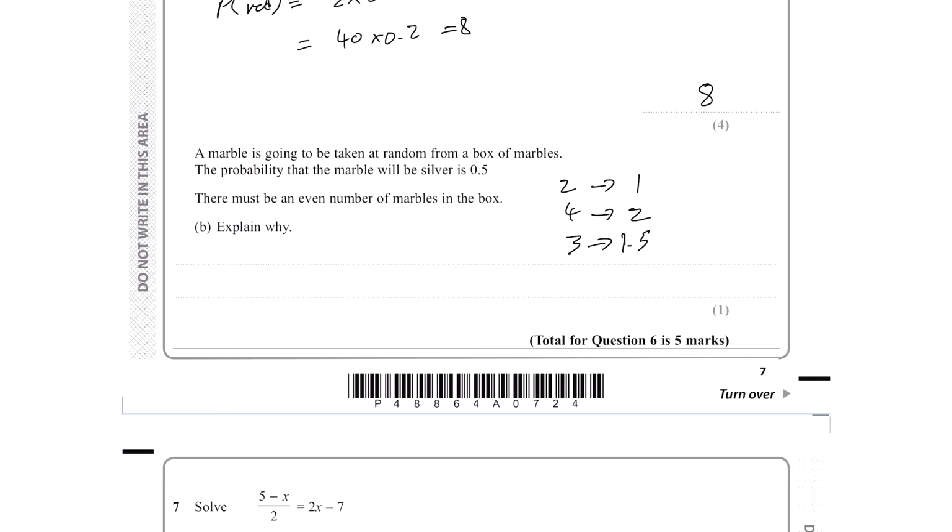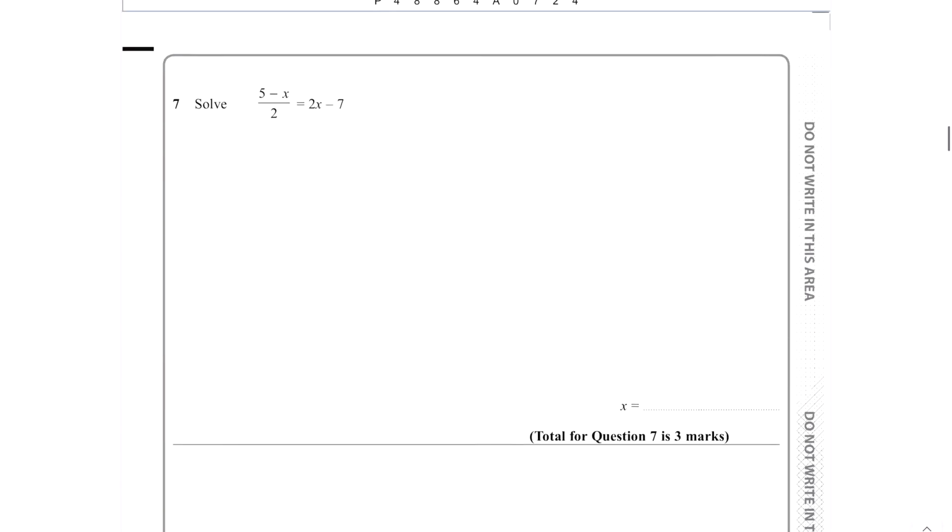Now you can't have an odd number of marbles. It has to be one whole. So you can just write marbles can only be whole numbers. You can't have half a marble. Cool, so that's that one done.